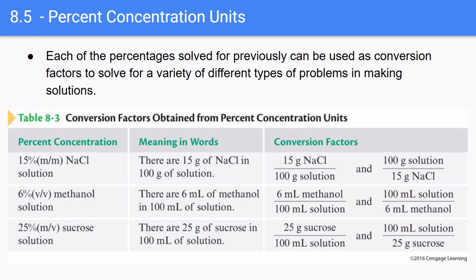I can do the same thing with my percent by volume. If we have a 6% by volume methanol solution, that means that there's 6 milliliters of methanol in 100 milliliters of solution. So I can take 6 milliliters of methanol over 100 milliliters of solution and use it as a conversion factor. And the same can be said for mass by volume.